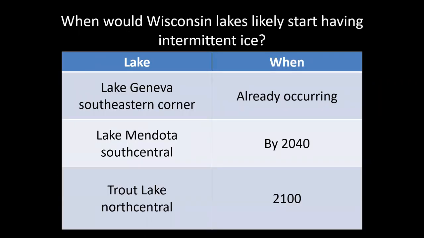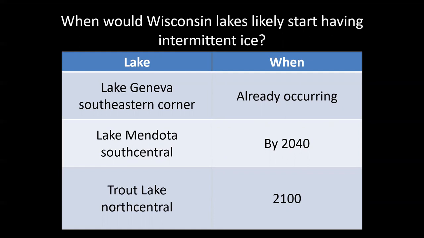How about Wisconsin? Well, Lake Geneva is already occasionally having a winter without complete ice. Why would that be the case? It's not true for Lake Mendota, and it's not true for Trout Lake in northern Wisconsin. Well, Lake Geneva is in the southernmost part of our state, which means it's a little warmer. So it's more likely to be warm enough once in a while. Also, Lake Geneva is a deep lake.